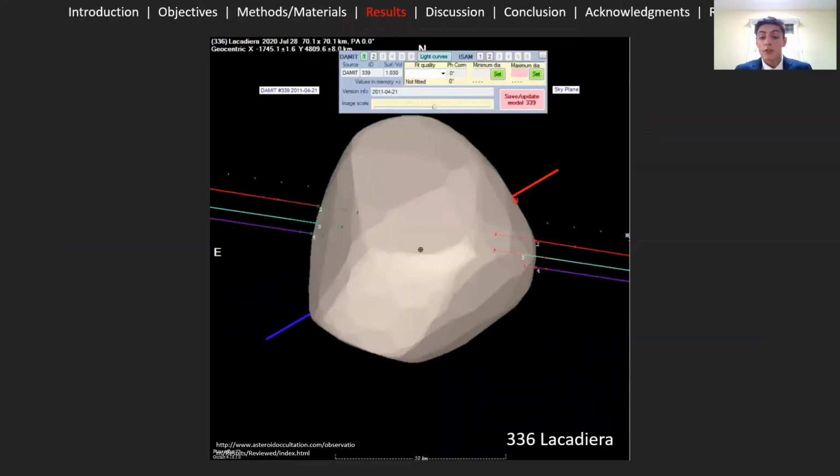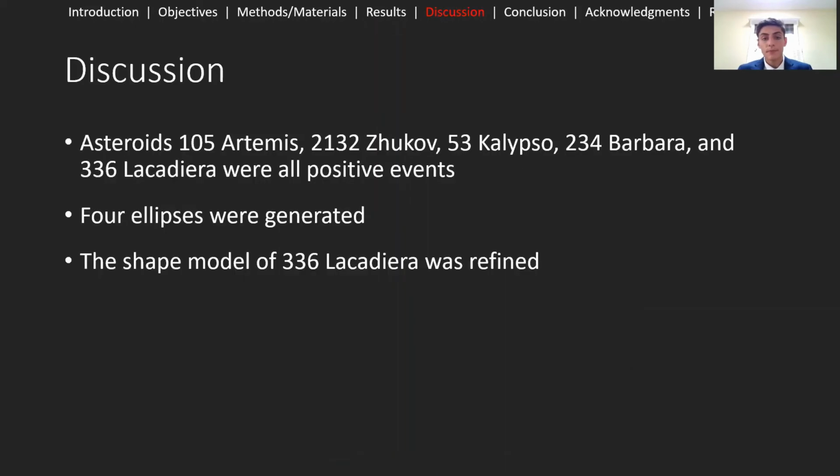But for asteroid 336 Lacadia, there was a pre-existing shape model in the DAMIT database, so I was able to use my observations along with the observations of the other astronomers made that night, and I was able to refine this pre-existing shape model. Now, overall, asteroids 105 Artemis, 2132 Zhukov, 53 Calypso, 234 Barbara, and 336 Lacadia were all positive events. And out of these 5 events, 4 ellipses were generated, and the shape model of asteroid 336 Lacadia was refined.